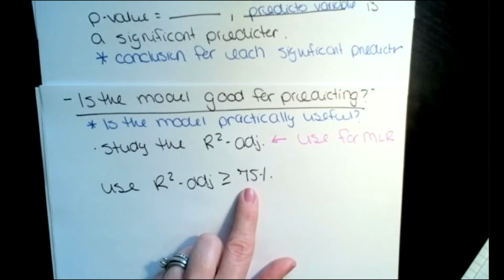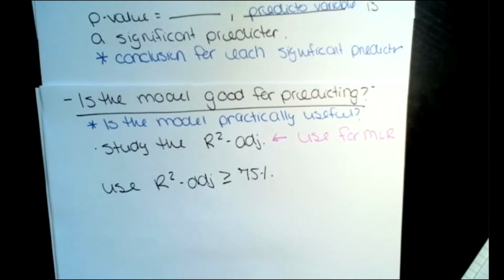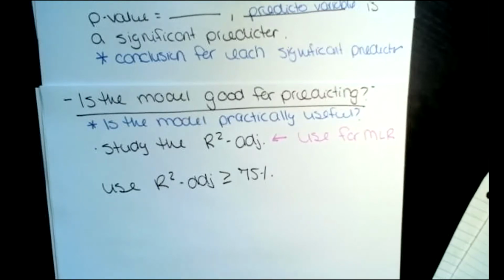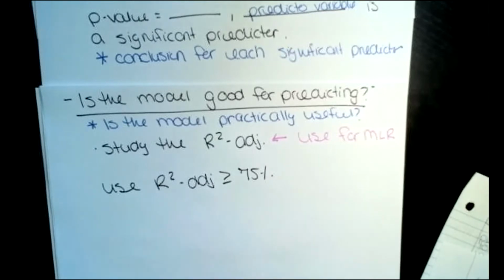So if it's like 73%, then I would probably still say, yeah, it's close enough to 75%. It probably is good for predicting. But if it's something lower, like maybe 60%, maybe I would say, you know what, it's not close enough to 75. I don't think it would be good for predicting, that kind of thing.